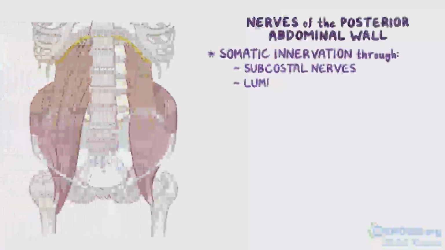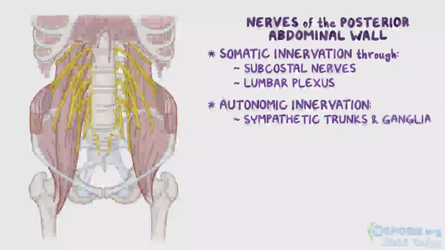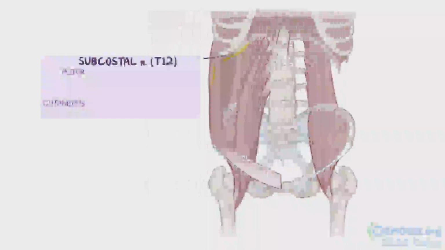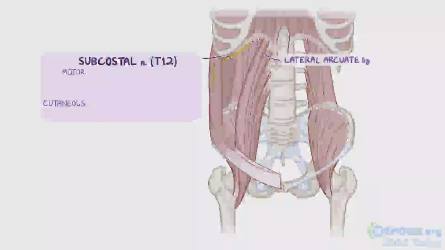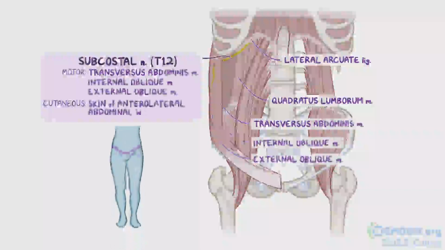Now let's have a quick look at the nerves of the posterior abdominal wall, which provide somatic innervation through the subcostal nerves and the lumbar plexus, and autonomic innervation through the sympathetic trunks and associated ganglia. First up, the subcostal nerves are paired nerves that represent the anterior rami of T12. They arise in the thorax and pass posterior to the lateral arcuate ligaments into the abdomen. Then they run inferolaterally on the anterior surface of the quadratus lumborum to eventually pass through the transversus abdominis, internal oblique, and external oblique muscles, innervating them and the skin of the anterolateral abdominal wall.